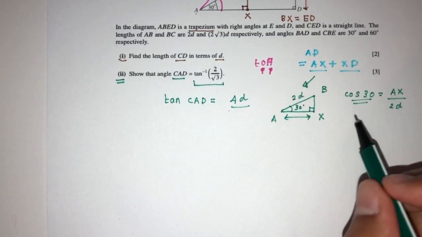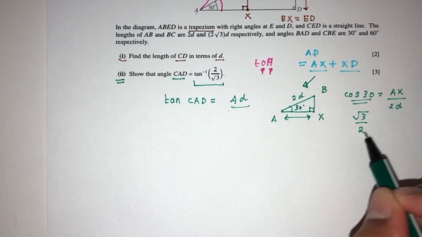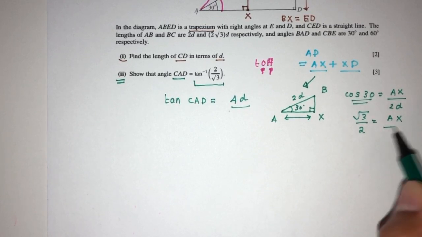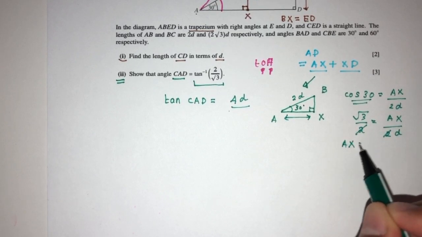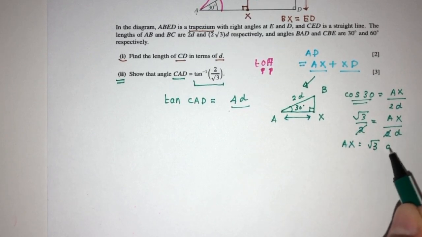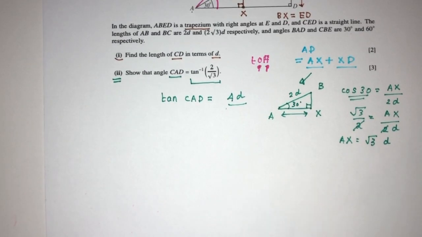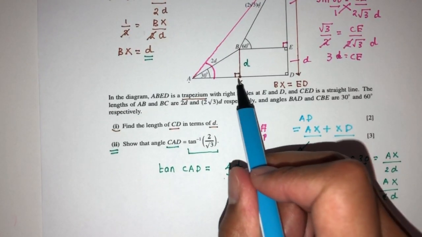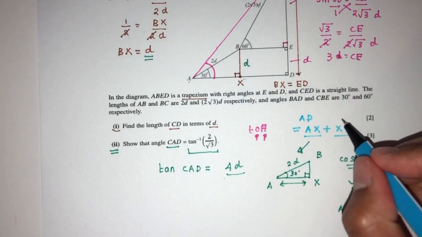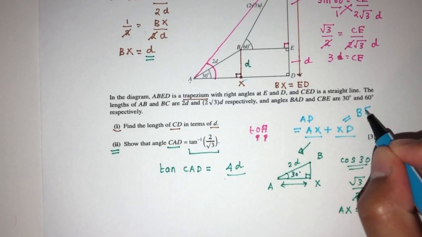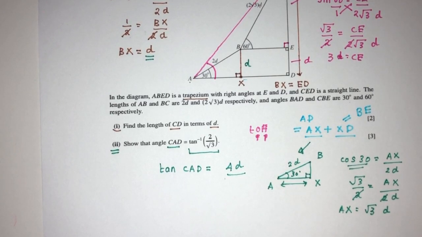Now this is equal to what? It is equal to root 3 over 2. You have to know those exact values. Unfortunately, you have to know them. So this will cancel out. So AX will be root 3 D. That's the first part. Now for XD, for this one, we realize that XD is the same as BE. So same as BE, right? So we can find BE first as well.